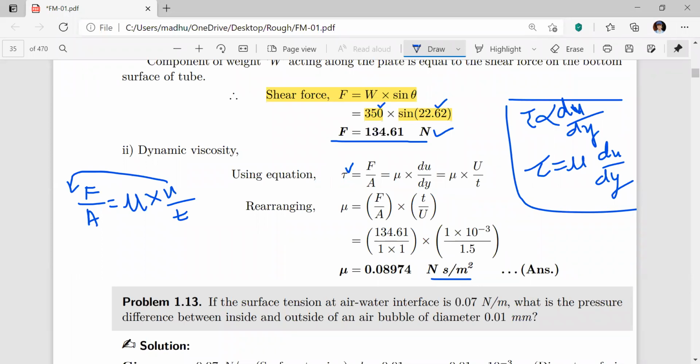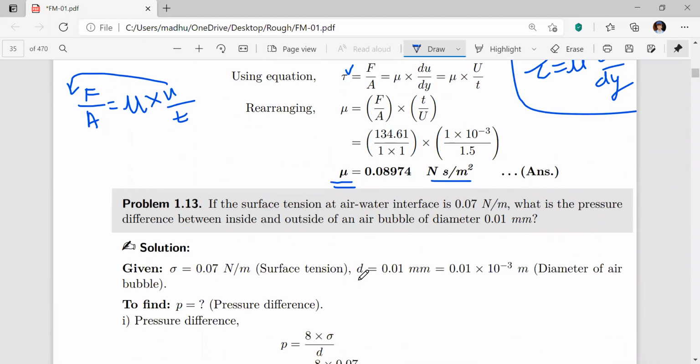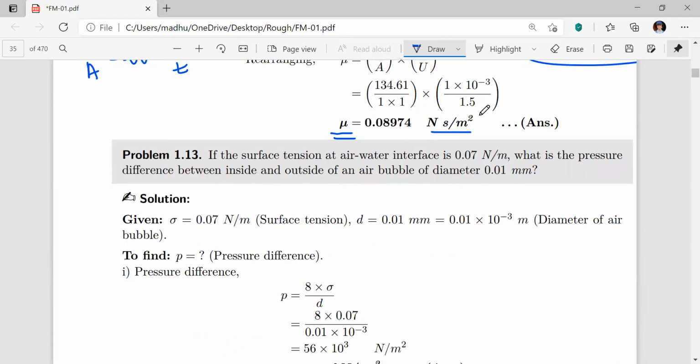When we simplify this, what do we get? mu is equal to 0.08974 Newton second per meter square. Sorry, not density, it is the dynamic viscosity. The dynamic viscosity of the given fluid or oil will be 0.08974 Newton second per meter square.